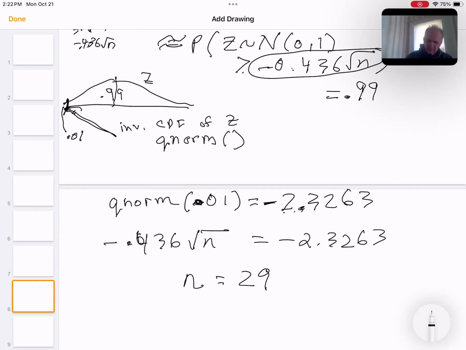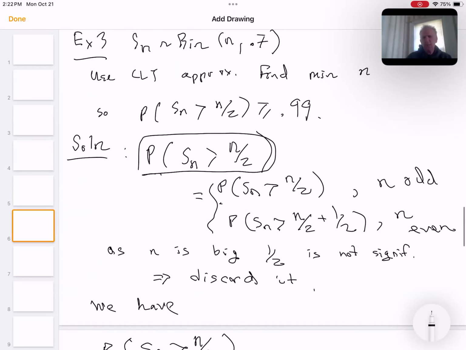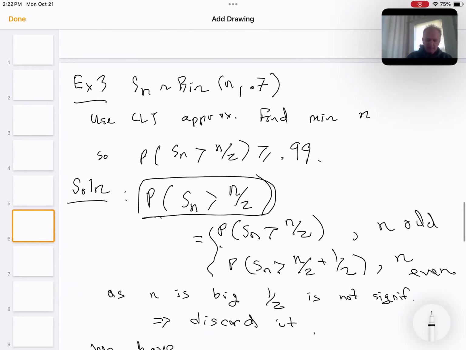So did this make sense? With only 29 samples, I have a 99% chance that out of 29 flips of the coin, when the probability of heads is 0.7, more than half are heads. So if it was 29, 15 or more heads will be a 99% chance.